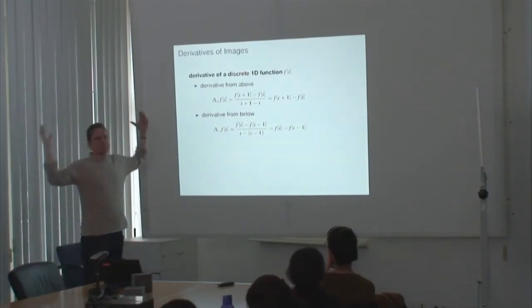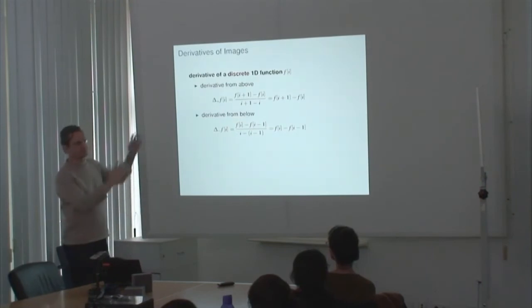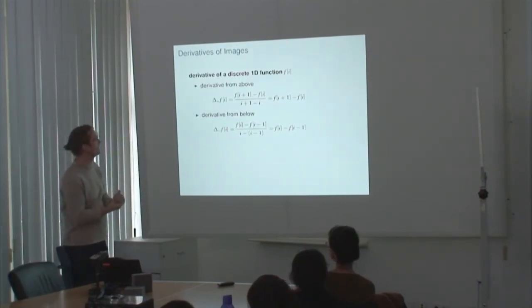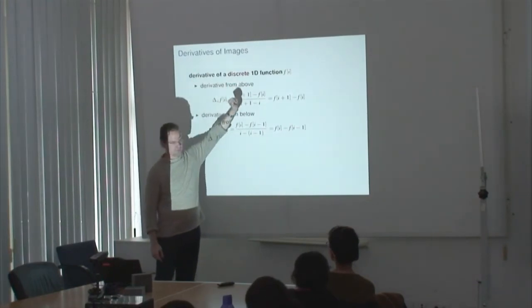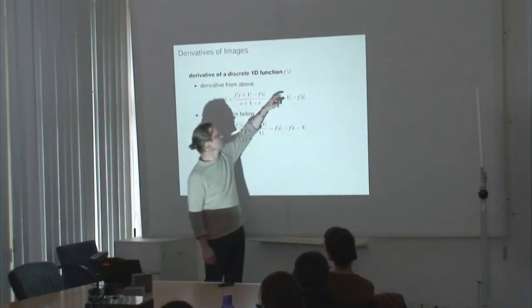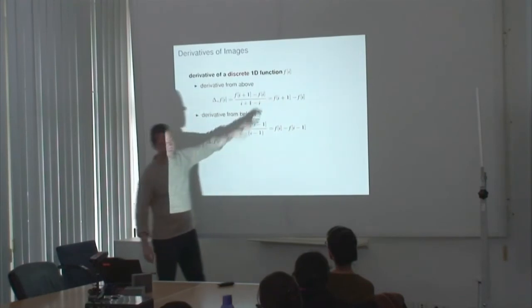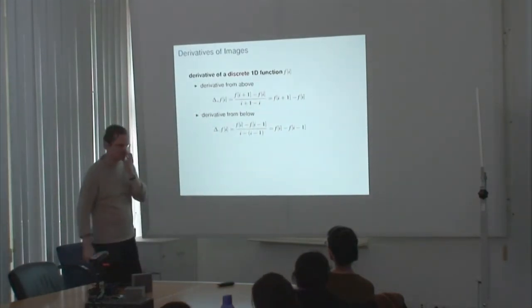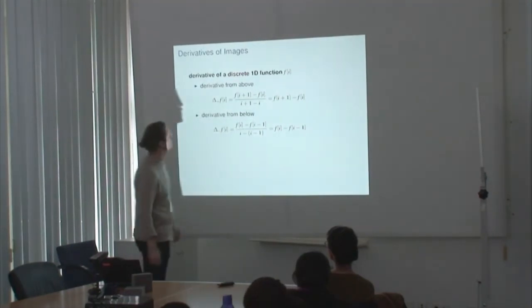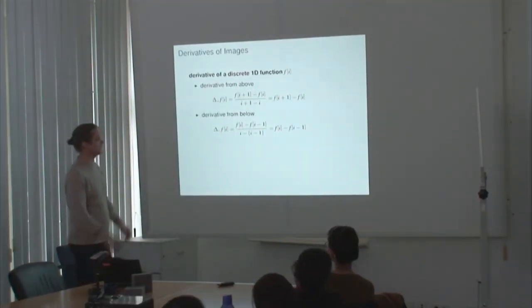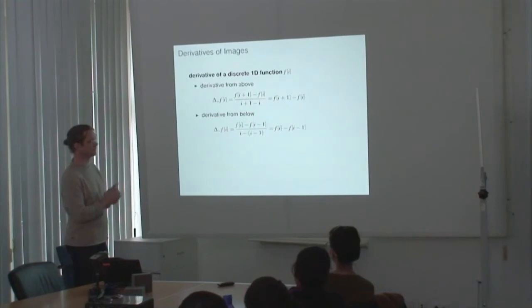Well, let's proceed as we just did. So we now consider a discrete one-dimensional function. And this is a function, note the square brackets, not the parentheses. It's a discrete function that depends on one argument only. Well, we can, of course, define this idea of derivative from above, just as we did with the continuous functions.